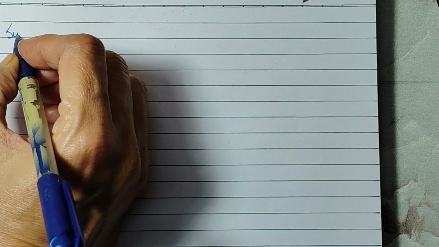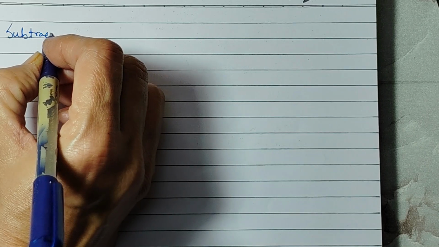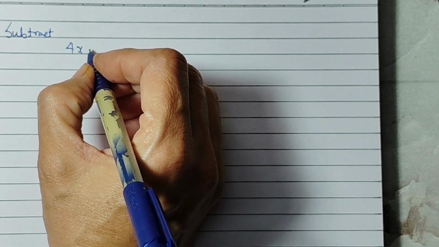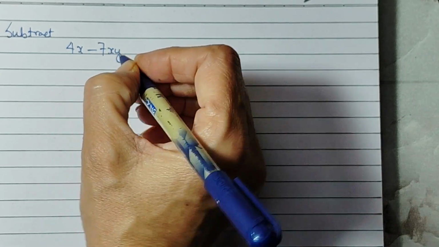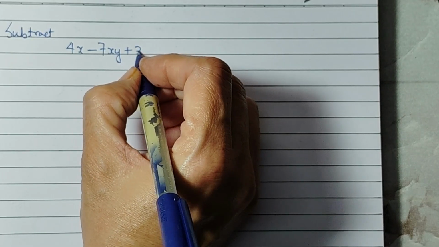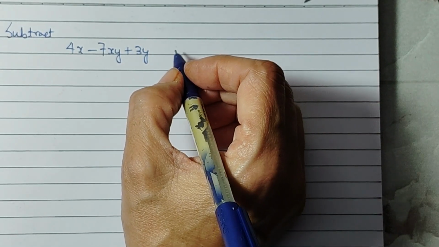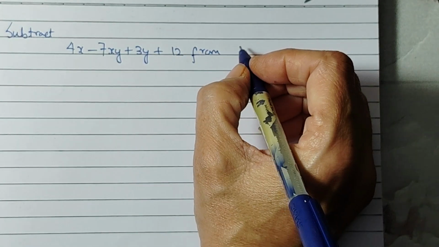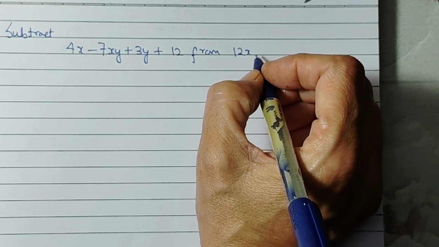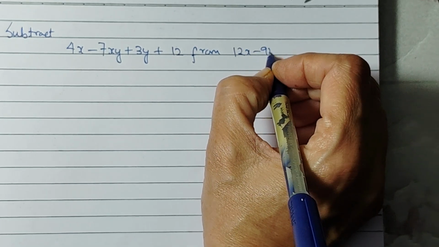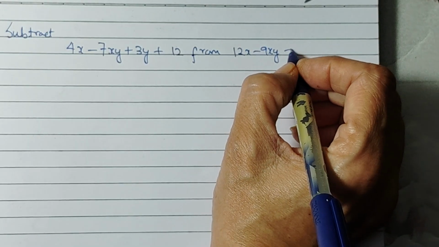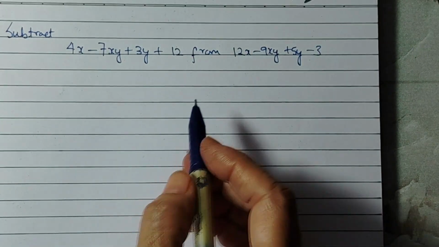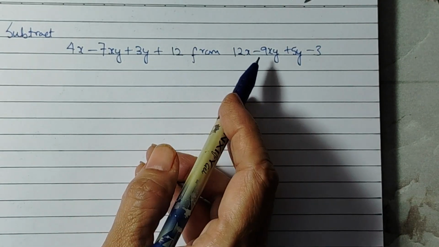Subtract 4x minus 7xy plus 3y plus 12 from 12x minus 9xy plus 5y minus 8. So we have to subtract this term from this term.